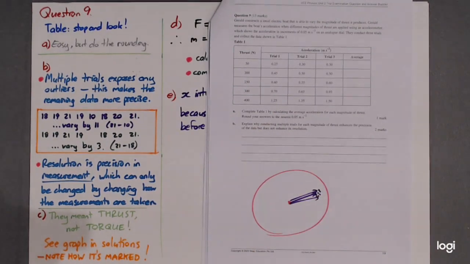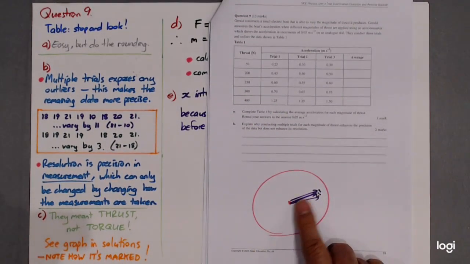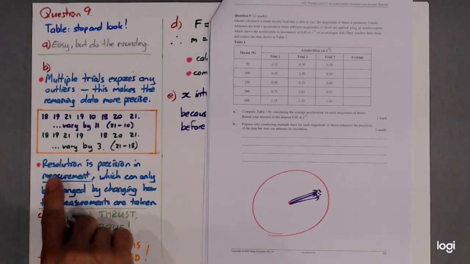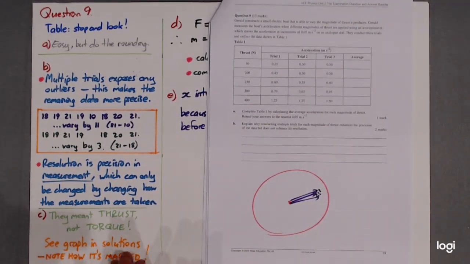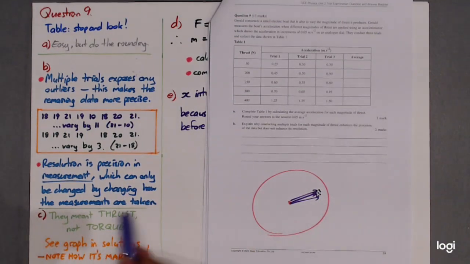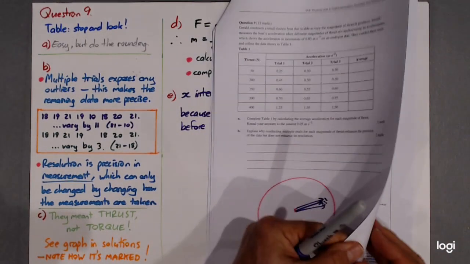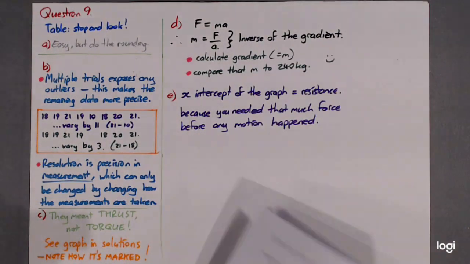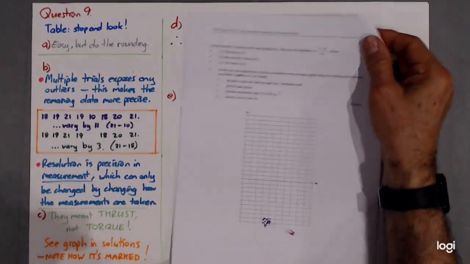Okay, Part E, last bit. Determine the magnitude of the resistive force that acts against the boat's motion in each trial. Okay, the x-intercept of the graph is the resistance, right? Because you needed that much force before any motion happened. But the fact, let me get it back again, this is their answer. So that there is no force, no acceleration.